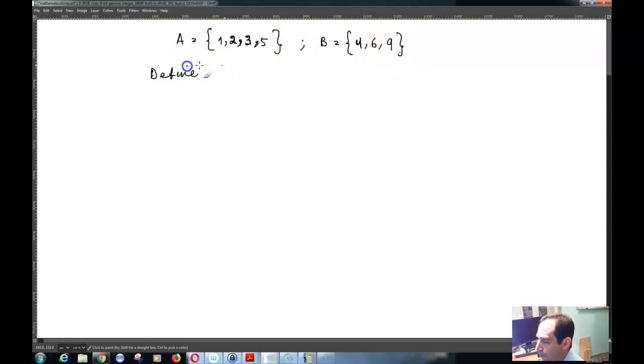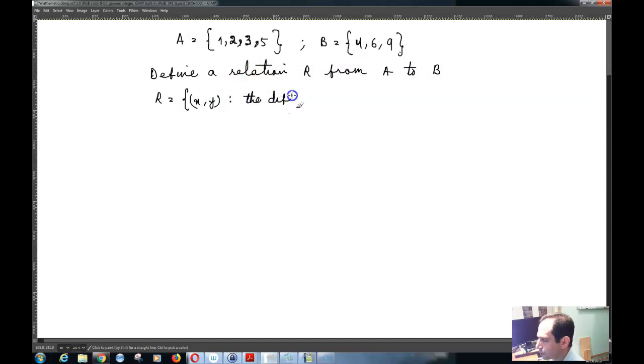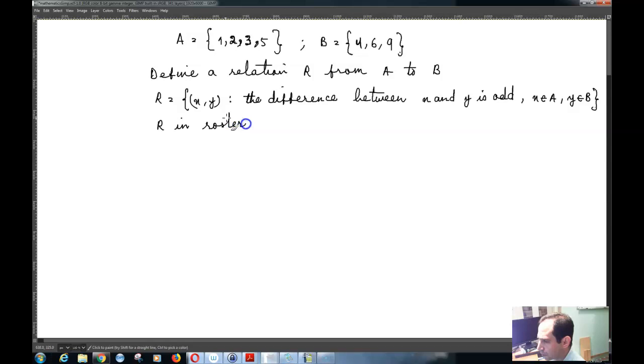You want to define a relation R from A to B by R is equal to {(x, y) : the difference between x and y is odd, and x belongs to A and y belongs to B}. Write R in roster form.